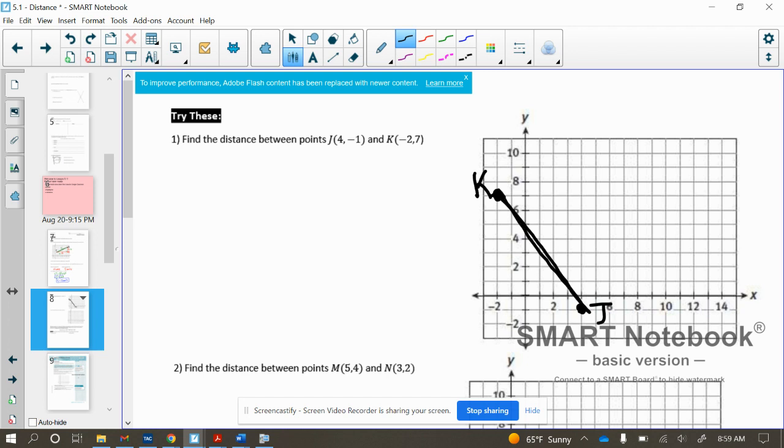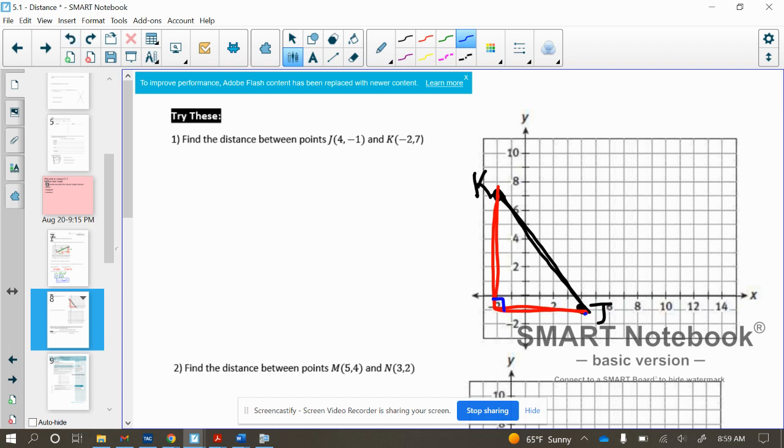Now, side note on this one, it does not matter if when you draw in your right triangle, you go from here to here, or you could have went from here to here. What you're going to notice is the lengths are the same. So notice when you draw in your right triangle, that piece won't matter. What does matter is counting these correctly.